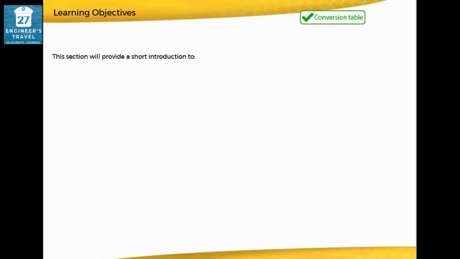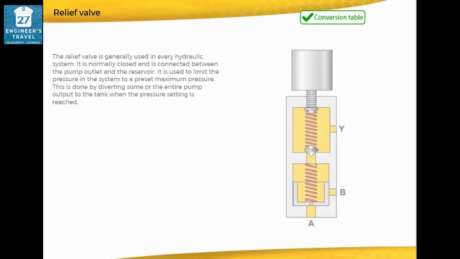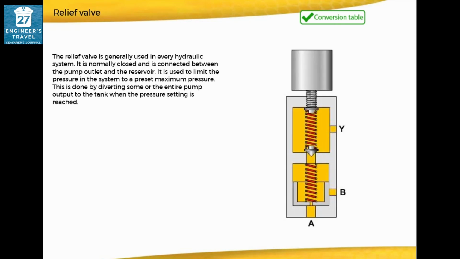This section will provide a short introduction to pressure and flow control valves and their operation. The relief valve is generally used in every hydraulic system. It is normally closed and is connected between the pump outlet and the reservoir. It is used to limit the pressure in the system to a preset maximum pressure. This is done by diverting some or the entire pump output to the tank when the pressure setting is reached.